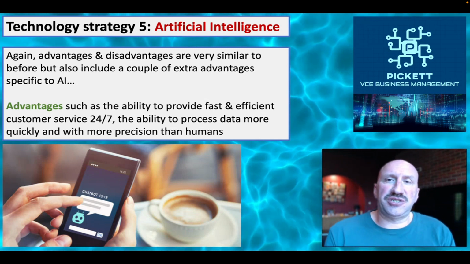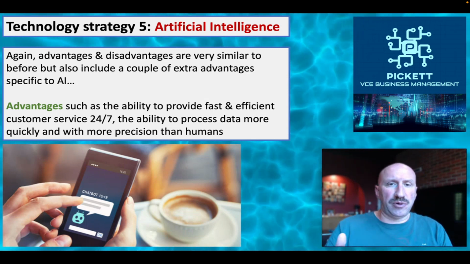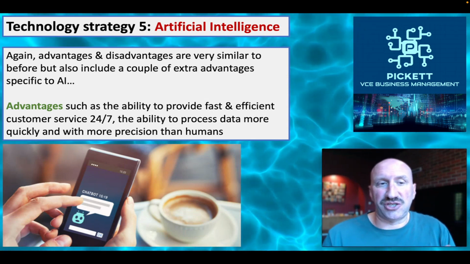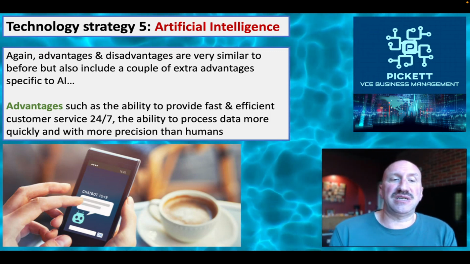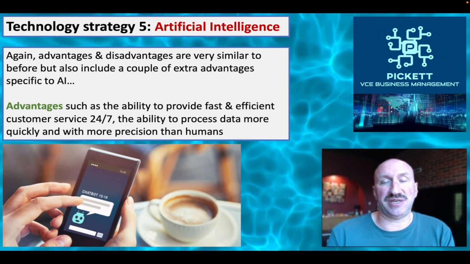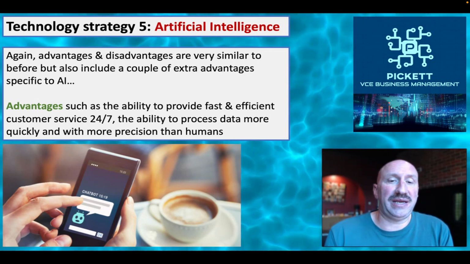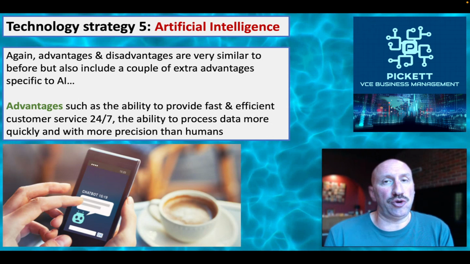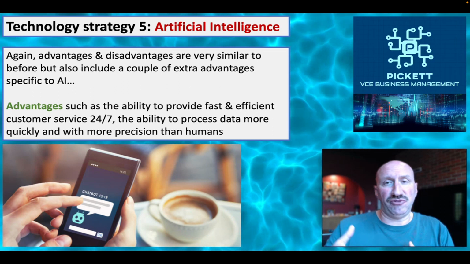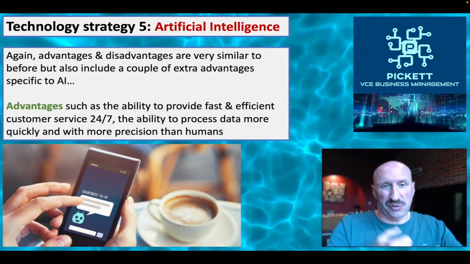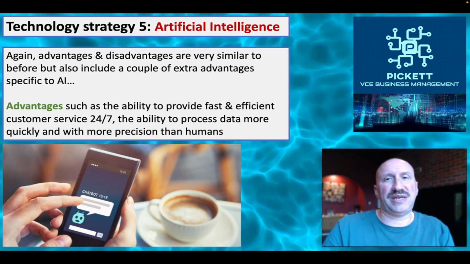Again, advantages and disadvantages, very, very similar to before. So you could go back to those lists and think which ones are going to be applicable. But there are a couple of extra advantages specific to AI that I would focus on. The ability to provide fast and efficient customer service 24 hours a day, again, like I just said, through those chatbots. The ability to process data more quickly and with more precision than humans would otherwise be able to do. But other than that, the advantages and disadvantages are really pretty much the same. If you look to those lists, you understand what we're talking about with this AI, you would be able to translate across the ones which also apply to this particular technology.